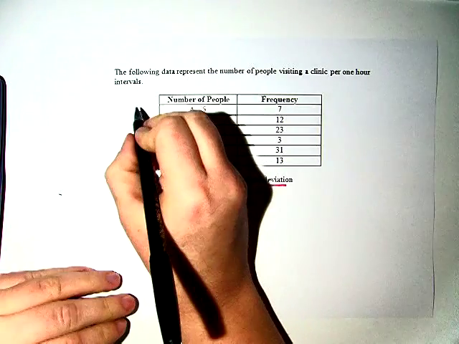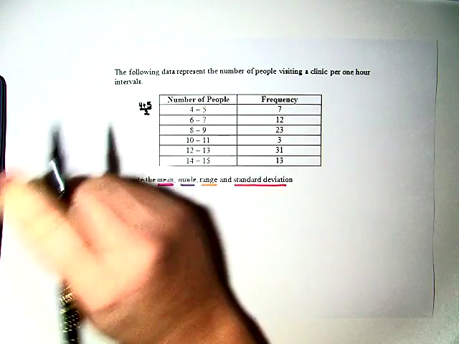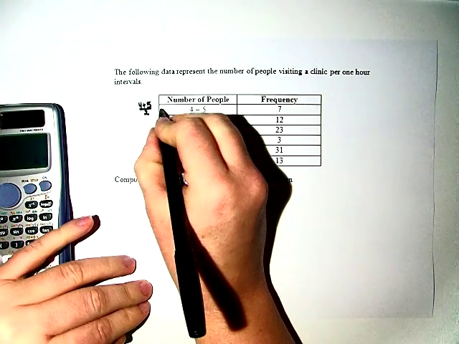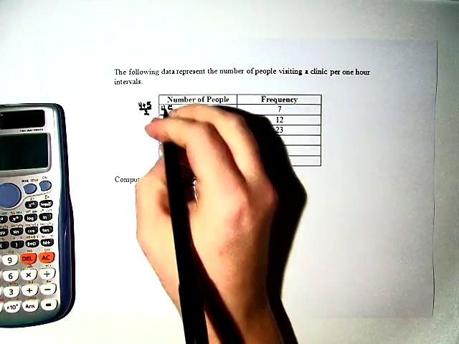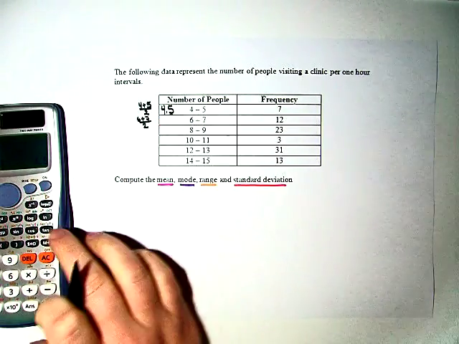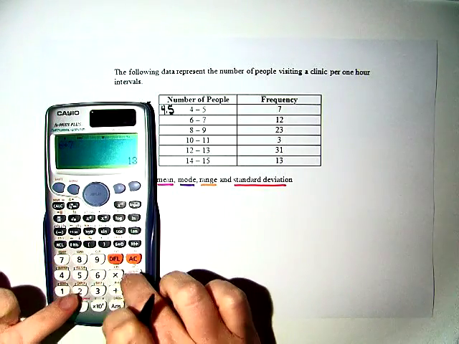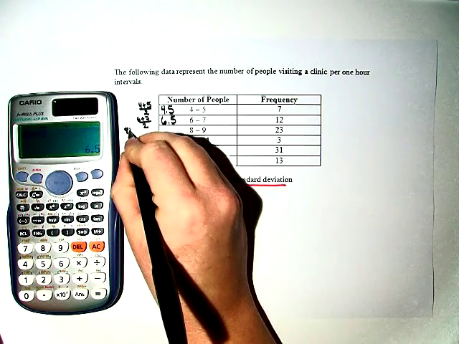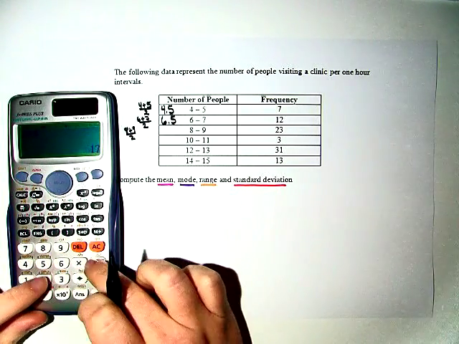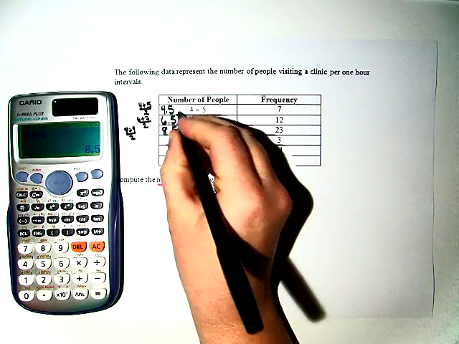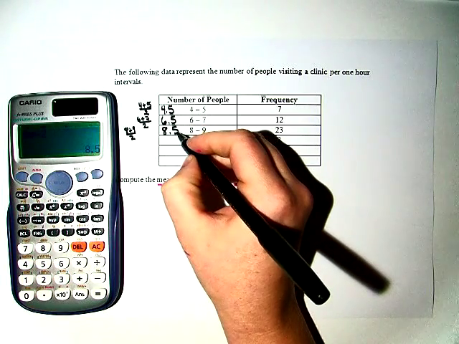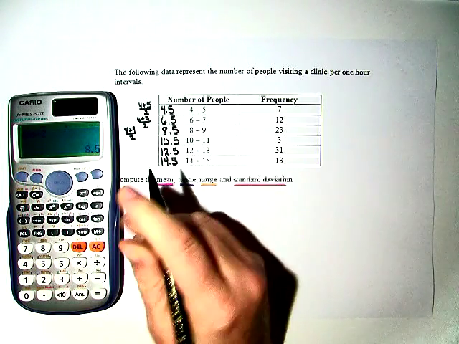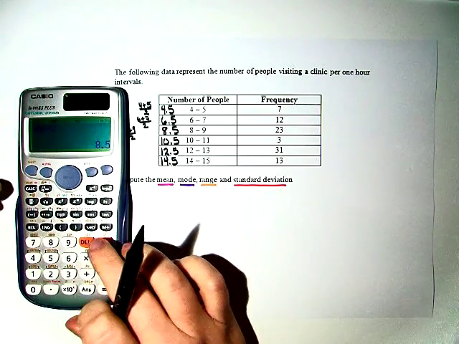Okay, so the number of people, we're going to do 4 plus 5 and divide that by 2. So we get out the calculator. 4 plus 5 equals, divided by 2, gives me 4.5. So the data we're going to put here is 4.5. Okay, now 6 plus 7 divided by 2. 6 plus 7 equals, divided by 2 equals 6.5. Okay, now we need to do the same thing here. 8 plus 9 divided by 2. 8 plus 9 equals, divided by 2 equals 8.5. 6.5. Are we seeing a pattern yet? 4.5, 6.5, 8.5. The next one would be 10.5, 12.5, 14.5.